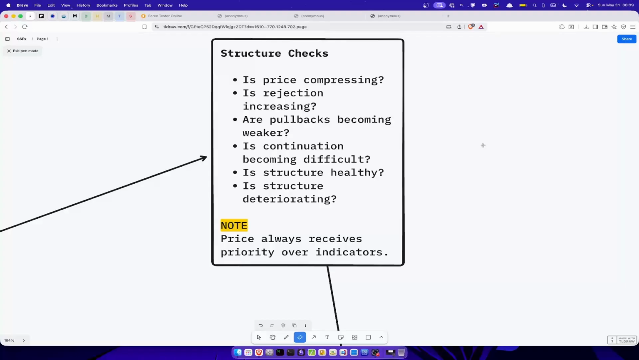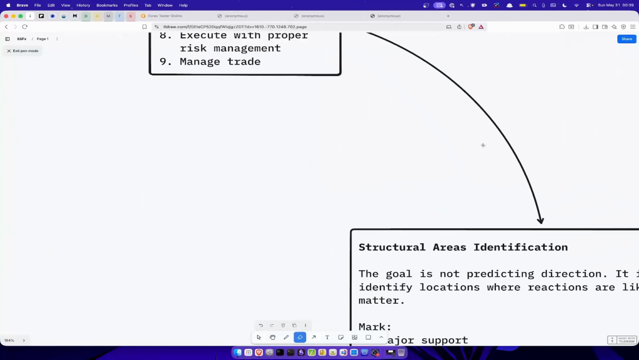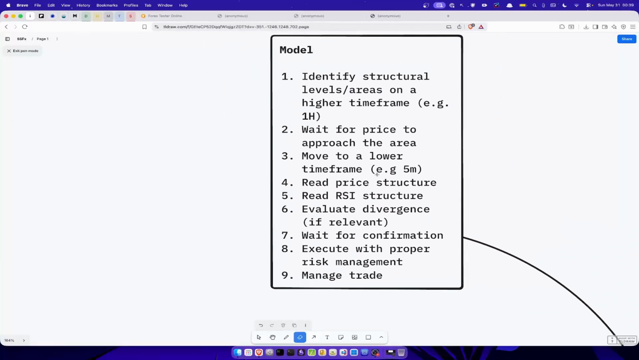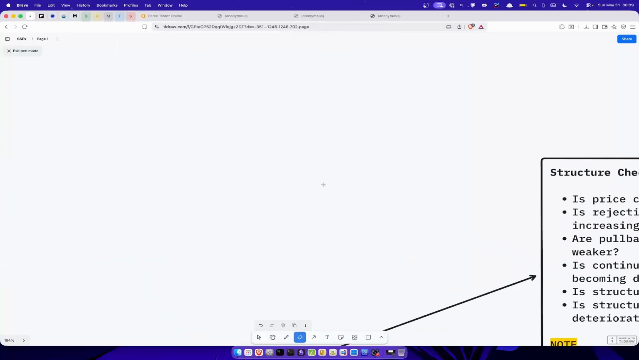Remember, the price always receives priority over indicators. Despite a majority of divergence strategies focusing on the indicator, this time we are focusing on the structure first, because the structure takes priority, and we just use the indicator as an extra confirmation factor. Once we are done evaluating the structure, we read the RSI structure. Now we move to the RSI.